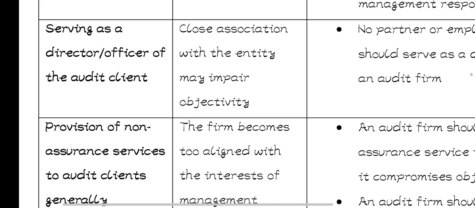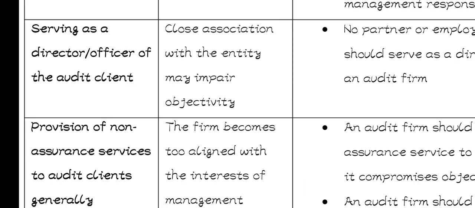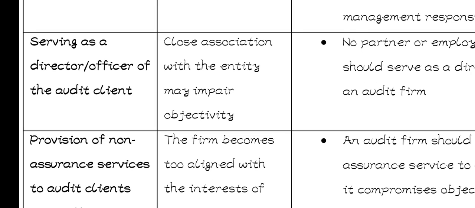Then another threat we have is serving as a director or officer of the audit client. Like if you are working with KPMG and MTN at the same time, so you are serving as a director or officer of the audit client. So the effect is close association with the entity may impair your objectivity since you are working with MTN. You wouldn't want to upset them because you might lose your job. So close association with the entity may impair your objectivity and you might end up giving a wrong opinion.